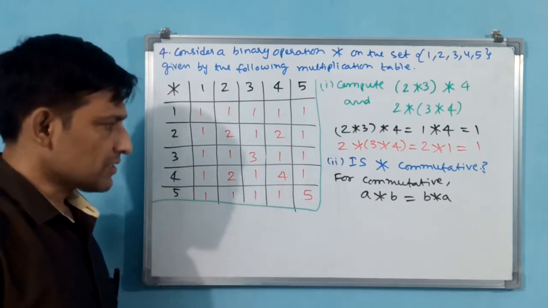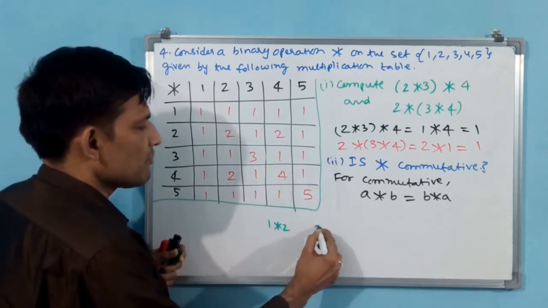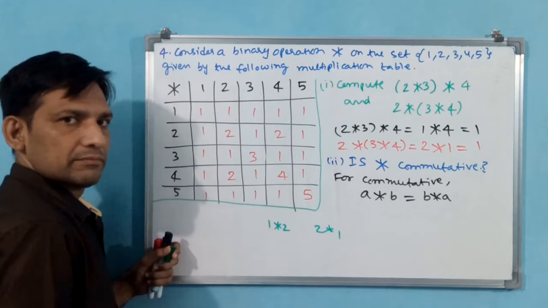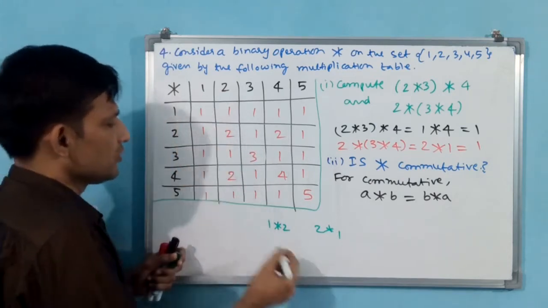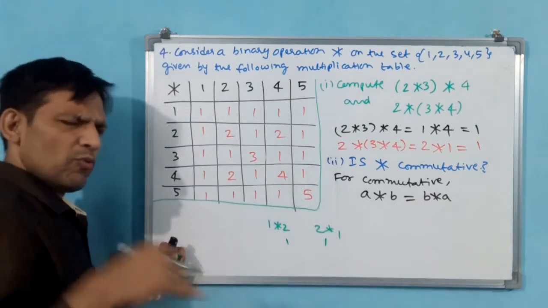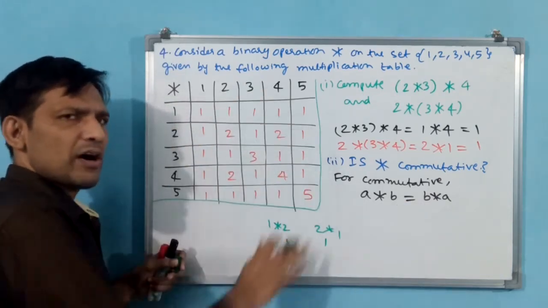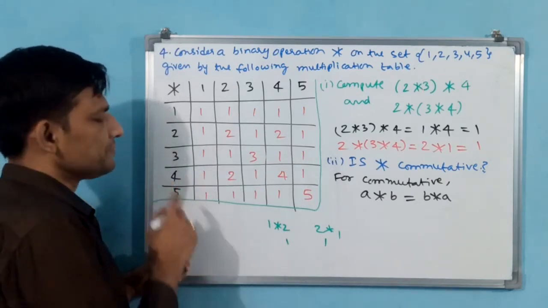Now say 1 star 2 you take first. 1 star 2 should equal 2 star 1. 1 star 2 is 1, 2 star 1 is also 1. That means both are 1. Now we see 4, 5. Even if you see all also it is not wrong, but that much time you need not waste.